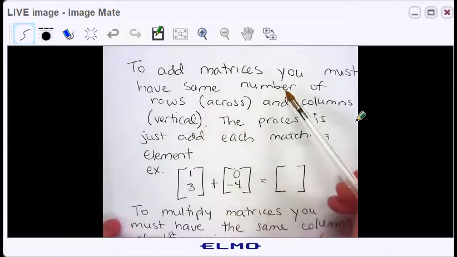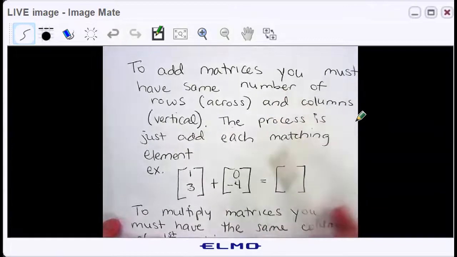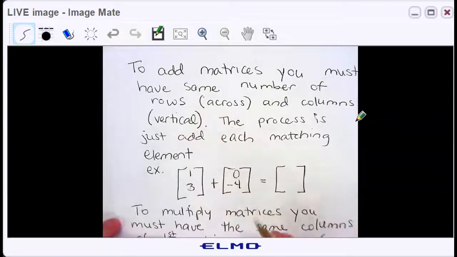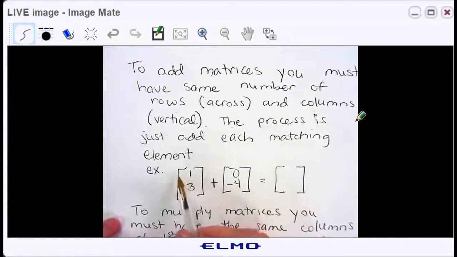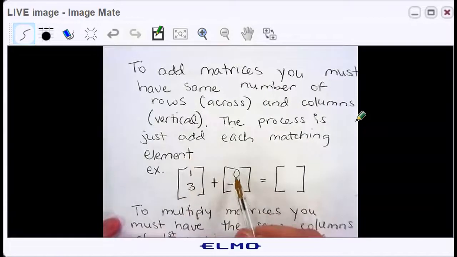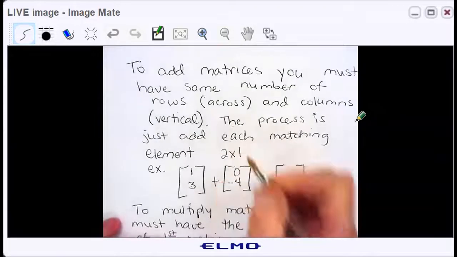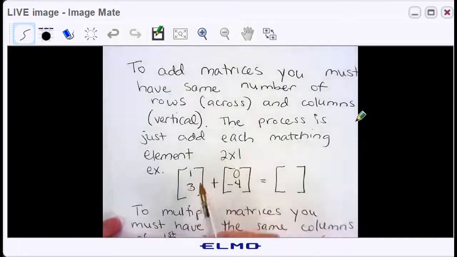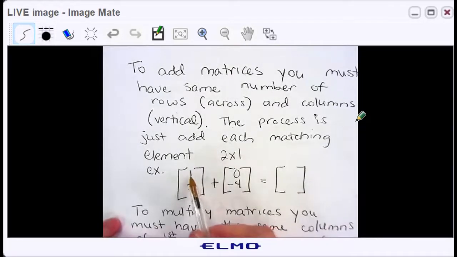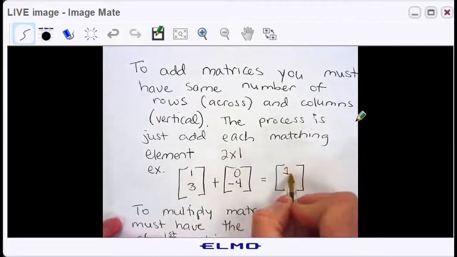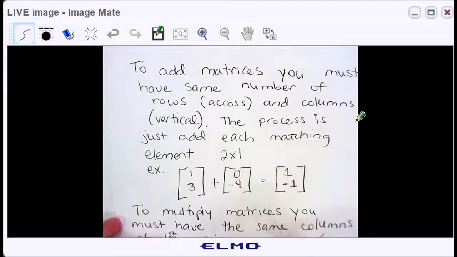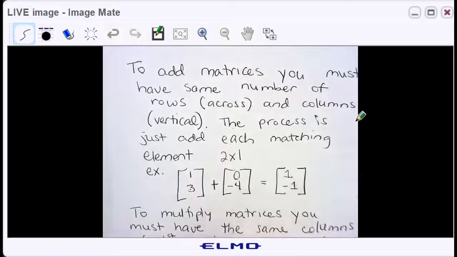So we can add matrices if they have the same dimensions. If you notice, rows go across and columns go vertical. That's how we classify them. So this first example has 2 rows and 1 column, and the second example also has 2 rows and 1 column. So these are 2 by 1, and we are allowed to put those together. To do so, you just take the matching elements and combine them. You could subtract as well. So 1 plus 0 is 1, and 3 plus a -4, you subtract and take the sign of the larger, so that would be -1.